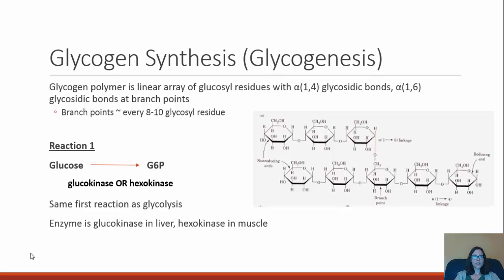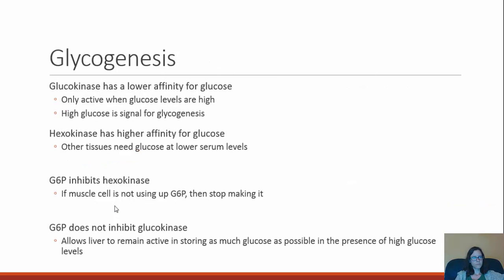Now, the enzyme for this reaction is glucokinase in the liver, but hexokinase in the muscle. So glucokinase in the liver has a lower affinity for glucose. So this enzyme is only going to be active when glucose levels are high. So high glucose levels in the blood are a signal for glycogenesis. And this makes sense. We've got lots of glucose. We want to build it up and store it using glycogen.